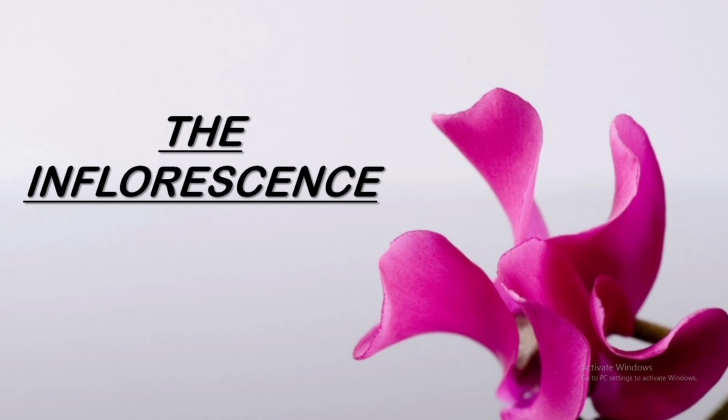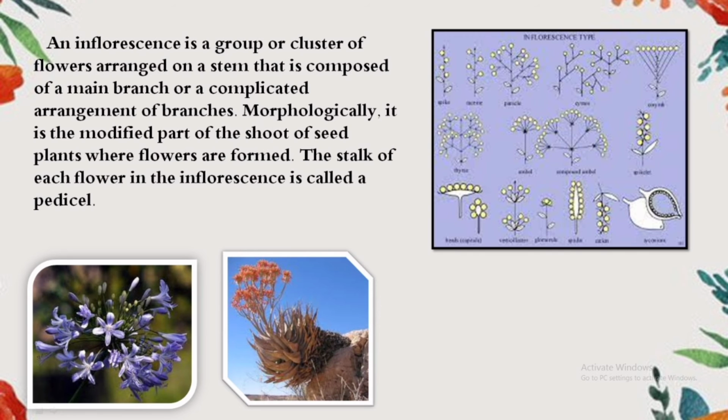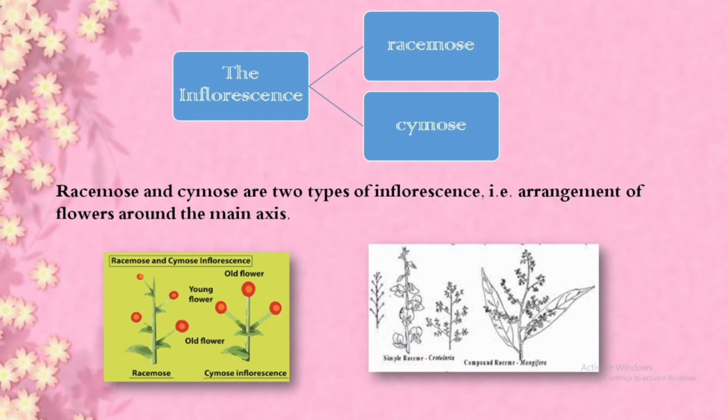The inflorescence. A flower is a modified shoot wherein the shoot apical meristem changes to floral meristem. An inflorescence is a group or cluster of flowers arranged on a stem that is composed of a main branch or a complicated arrangement of branches. The inflorescence can be further divided into racemose and cymose. Racemose and cymose are two types of inflorescence, that is, arrangement of flowers around the main axis.